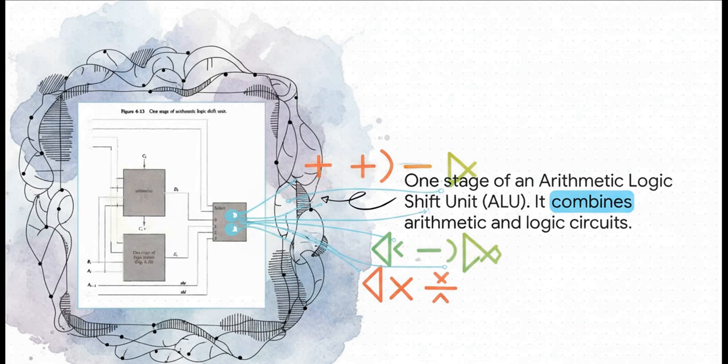Here you can see just one stage of an ALU. Data comes in, and then based on some control signals, it gets routed through either the arithmetic circuits we talked about or the logic circuits, all to produce a single result.